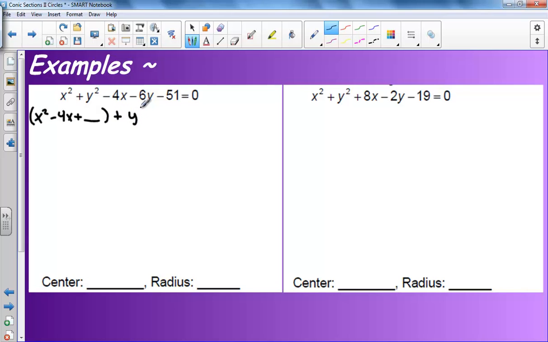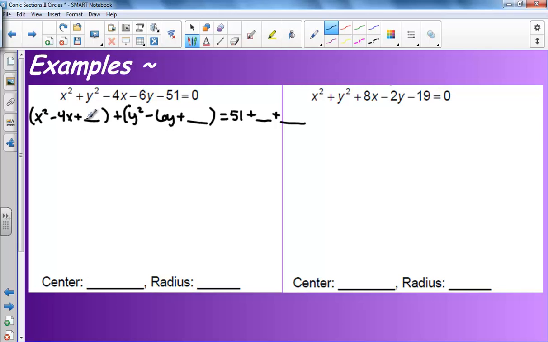Plus, and I'm going to put my y's together, y squared minus 6y. Same thing here, I didn't move anything really yet. I'm just moving them around on the same side. And that's all going to go together. Equals. Now here, I am moving that to the other side, so the sign has changed. So it's positive 51 now. And I'm going to add here. So I'm going to keep everything balanced by adding to both sides.